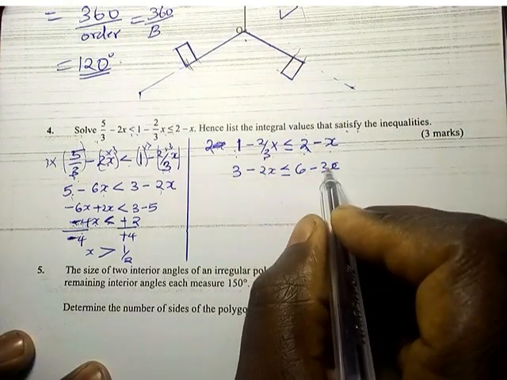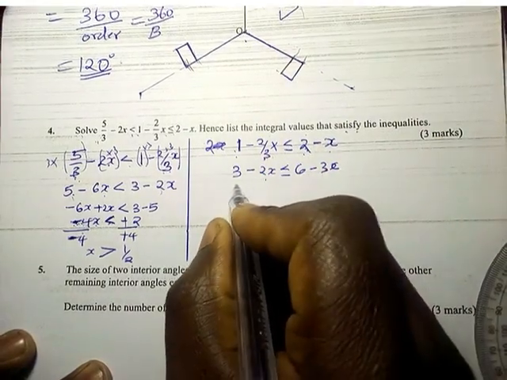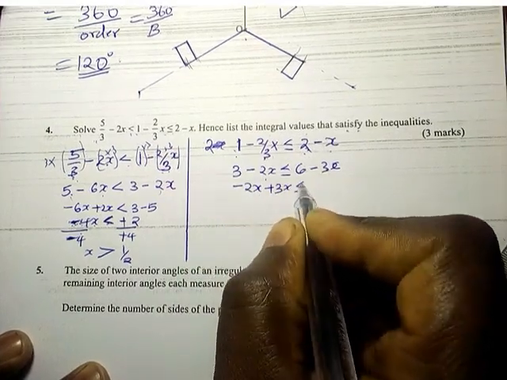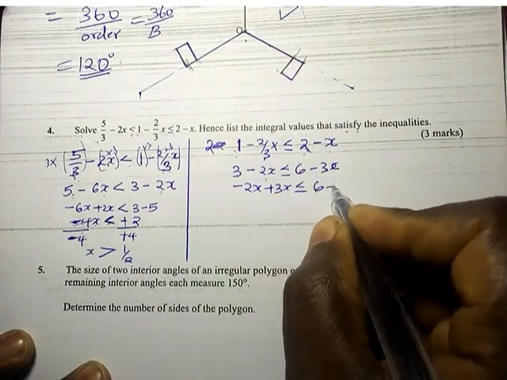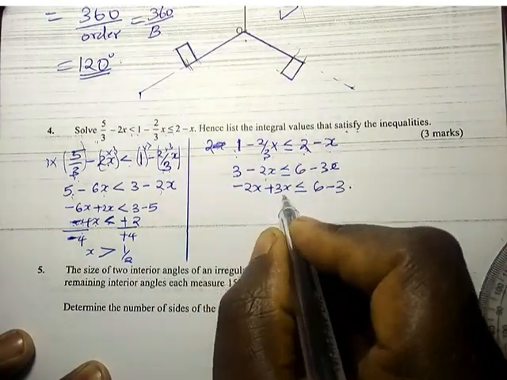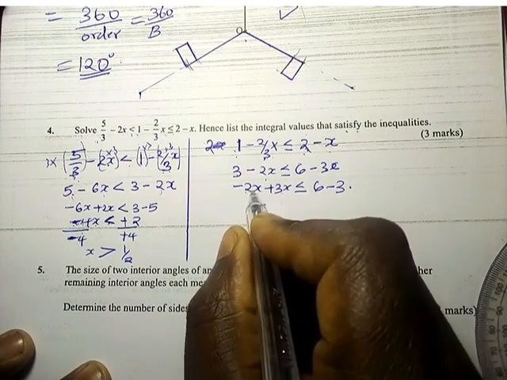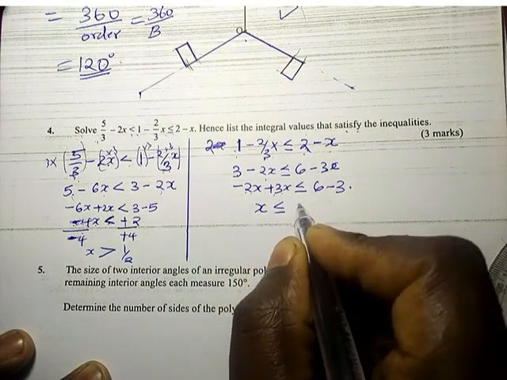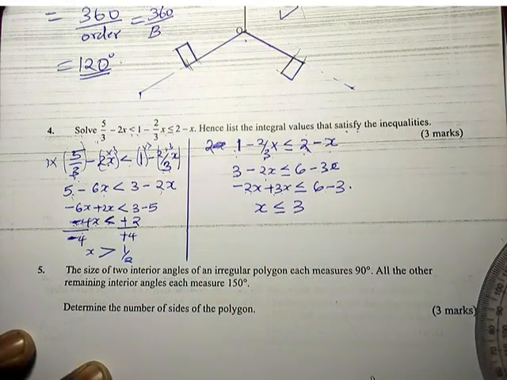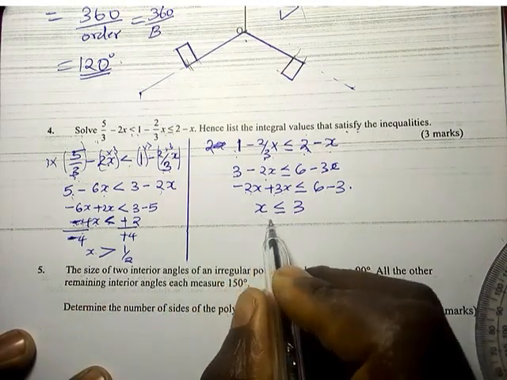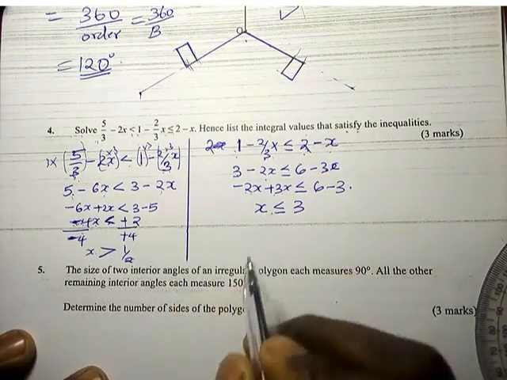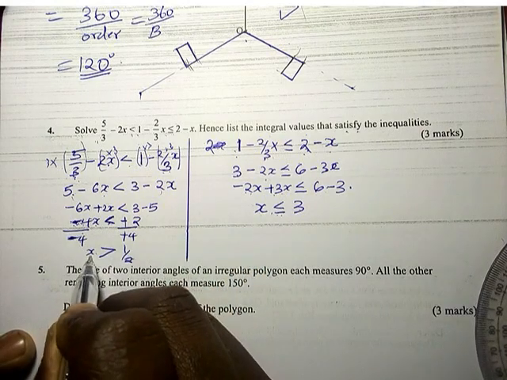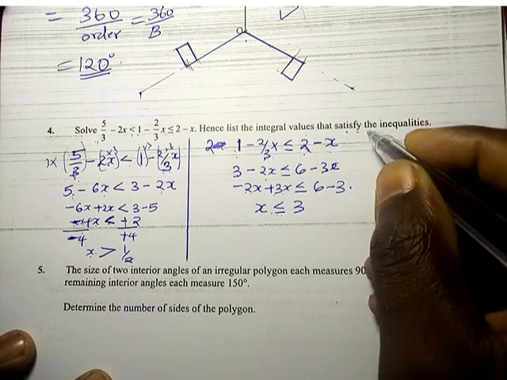So like terms together, tulete hii hapa, itakuwa negative 2x, hii ikija hii itakuwa plus 3x is less or equal to, hii ikija pande itakuwa 6 minus 3. So tutakuwa na x, because negative 2 plus 3 itakuwa 1 positive x is less or equal to 3. So now we have our two values of x. Sasa let us combine this value of x and this one. So tuko na hii nasema x is less than or equal to 3 na tuko na hii x is greater than.